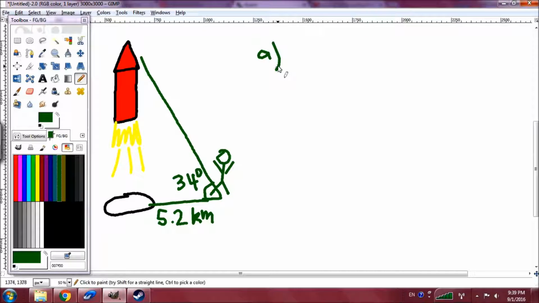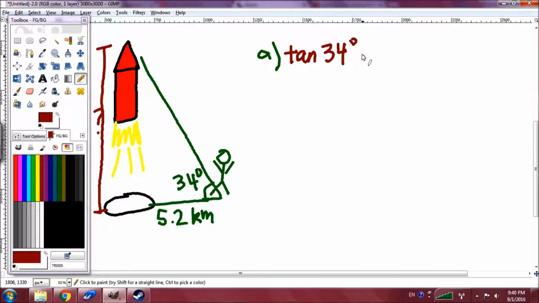Part A asks, how high is the missile? So it's looking for this length. To find that, because you know the angle, opposite and adjacent, you will use the tangent function. Tangent 34 degrees equals, this is x, opposite x over 5.2 kilometers. And then you would multiply 5.2 kilometers to both sides to get x alone.